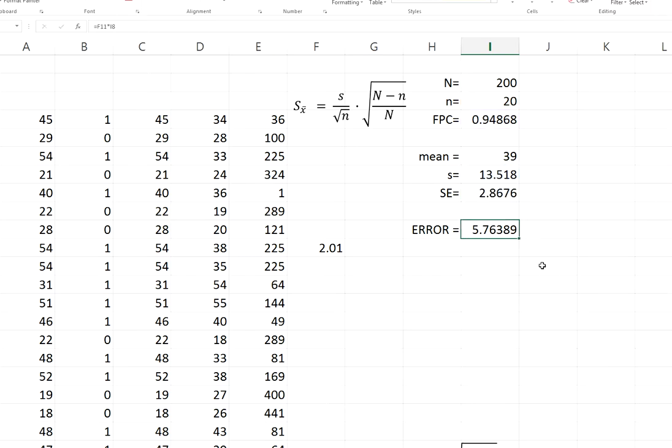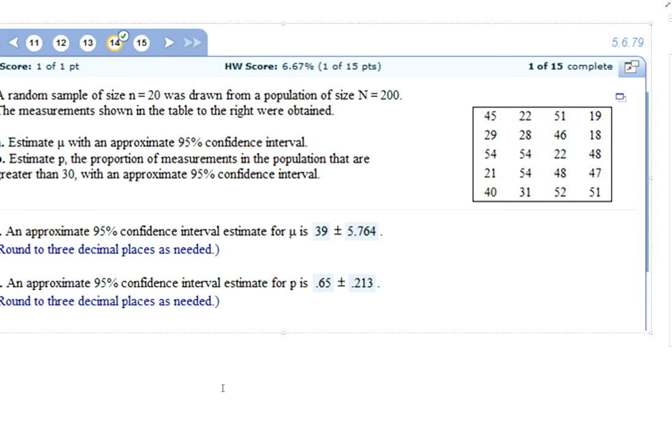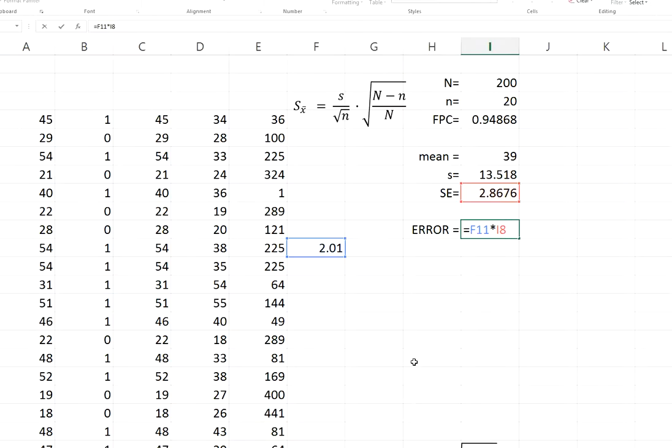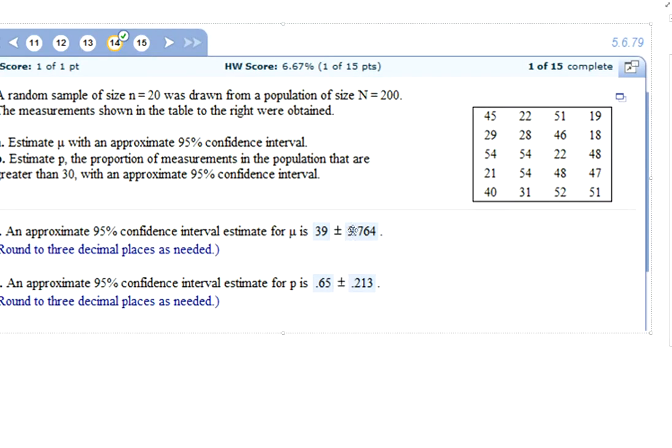Now, on the error, that's a dilemma. Here they have used a t-statistic at the 5% level with degrees of freedom, and it should not be. It should be just this, according to the previous exercise, because the question is asking for an approximate 95% confidence interval. But anyway, when I use this one, I get 5.764. So I'm assuming that's a mistake on their part. It's not approximate, it's a real 95% confidence interval: 39 plus or minus 5.76.